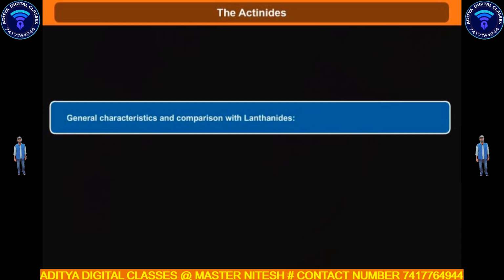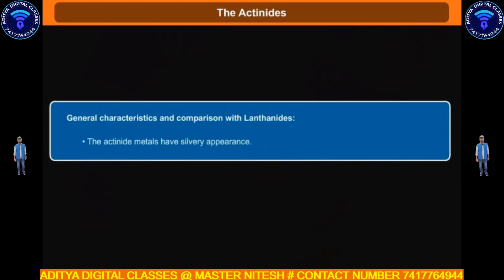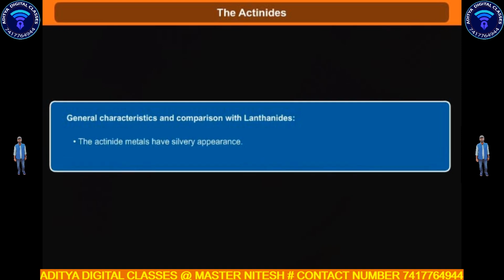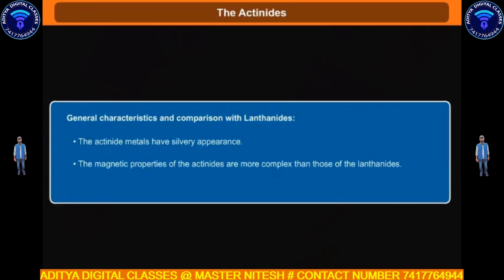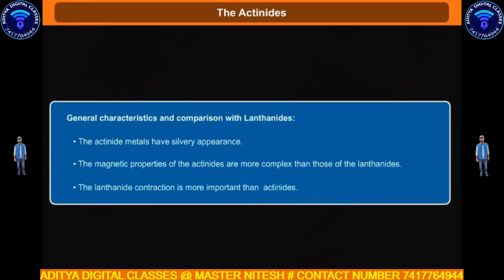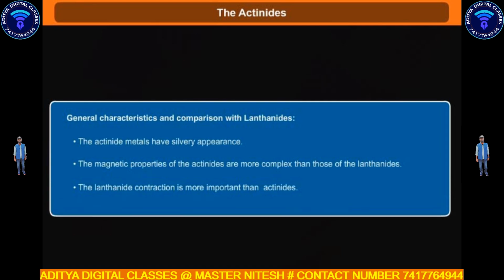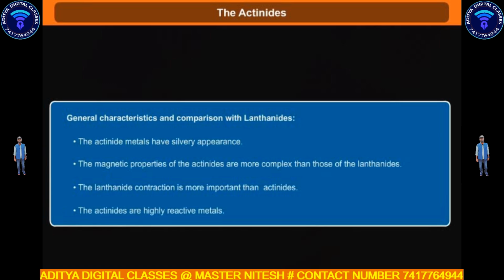General characteristics and comparison with lanthanides. The actinide metals have silvery appearance. The magnetic properties of the actinides are more complex than those of the lanthanides. The lanthanide contraction is more important than actinide contraction. The actinides are highly reactive metals.